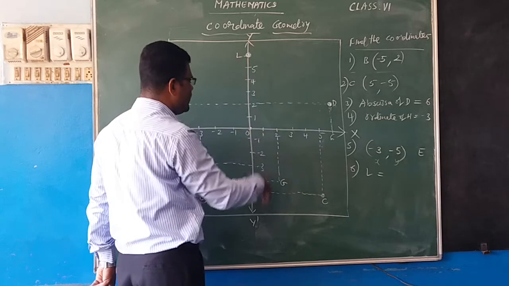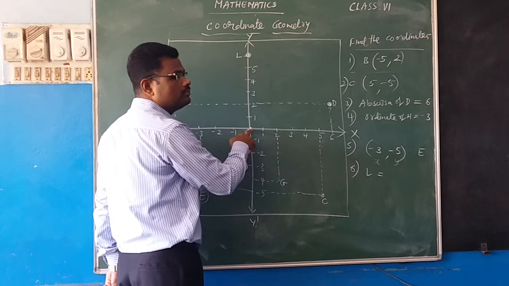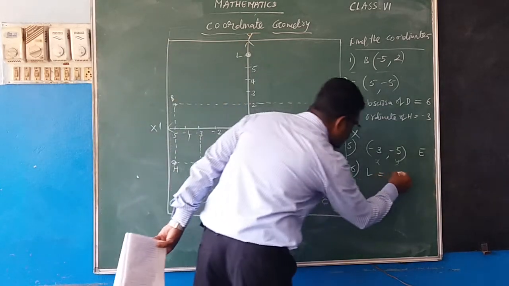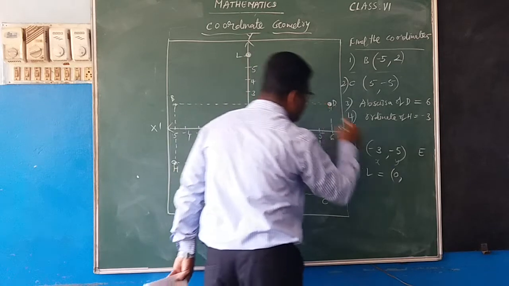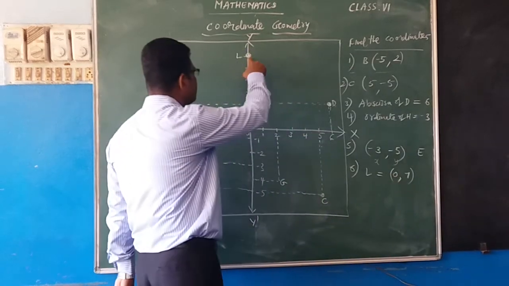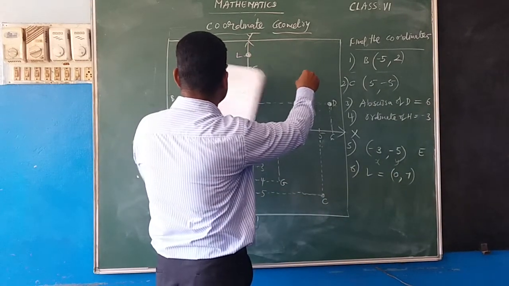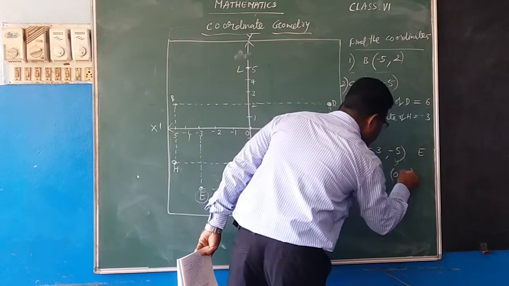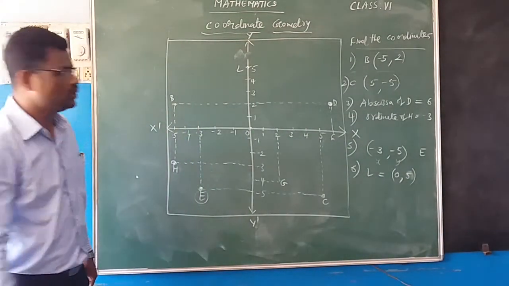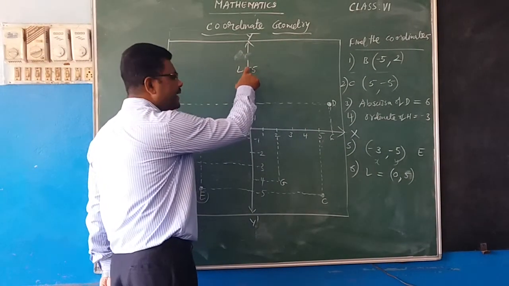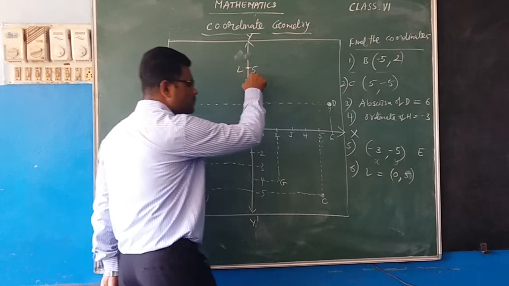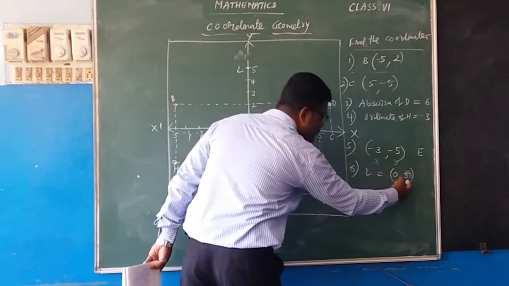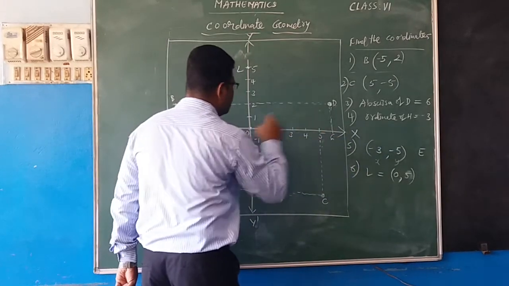So if it lies on the y axis, x coordinate is 0. What about the y coordinate? The y coordinate is 5. This is the point L. Clear? So the point L has y coordinate 5, whereas x coordinate is 0.